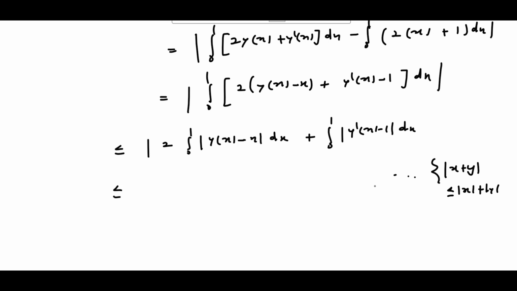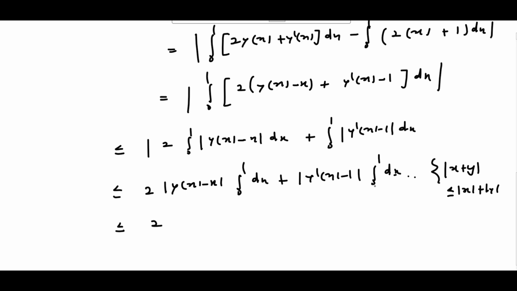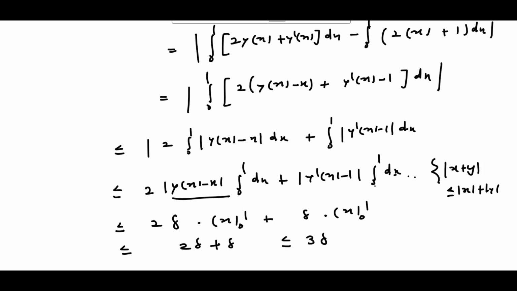Take the mod outside, so here will be 2 times the mod of y of x minus x, integral from 0 to 1 dx, plus the mod of y dash of x minus 1, integral from 0 to 1 dx. So here will be 2 times delta, and here, x varying from 0 to 1, will also be delta. That is 2 times delta plus delta, which should be less than or equal to 3 times delta.